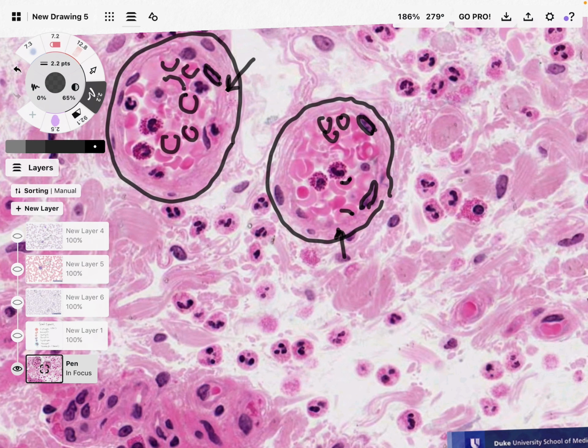Also, these flat irregular shaped cells close to the inside of the lumen are in contact with the lumen. So if we think this is the lumen or the opening of the blood vessel, we have these on the margin of that lumen, we have these flat nuclei. These are endothelial cells.